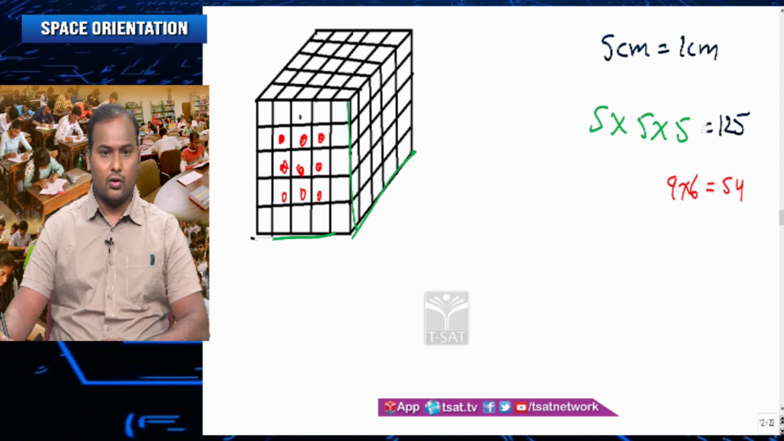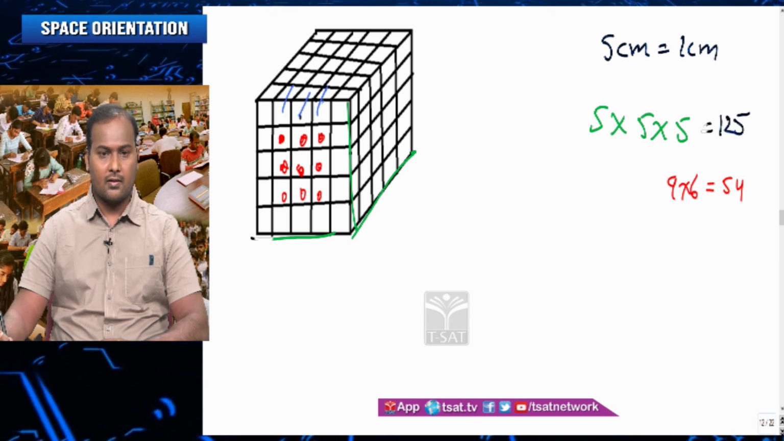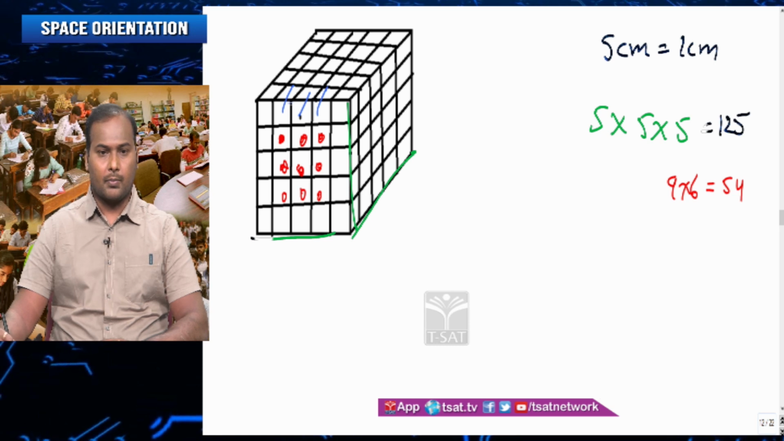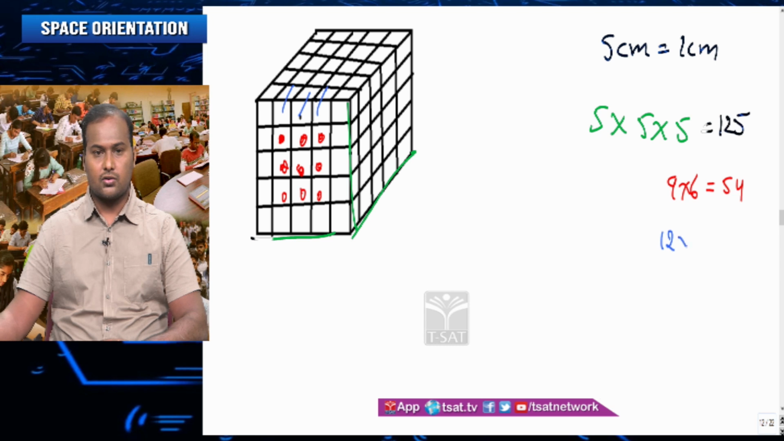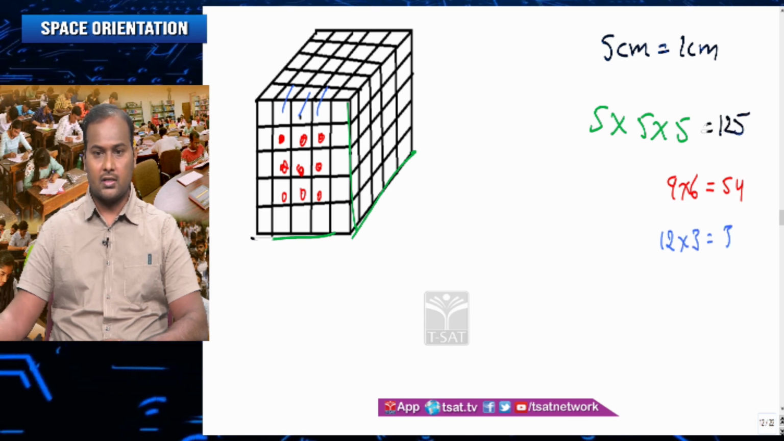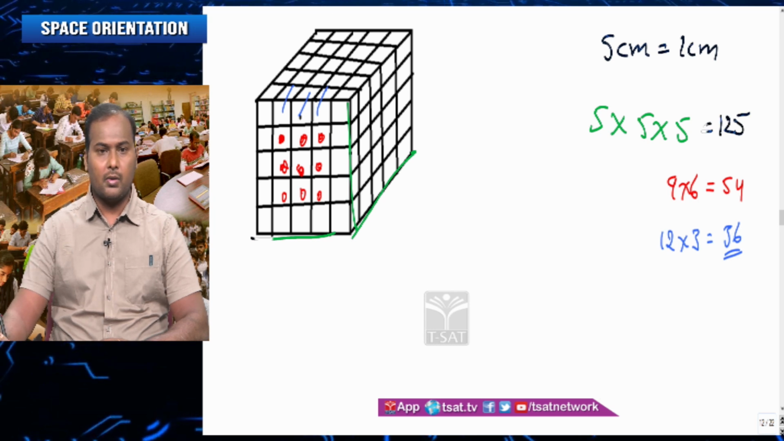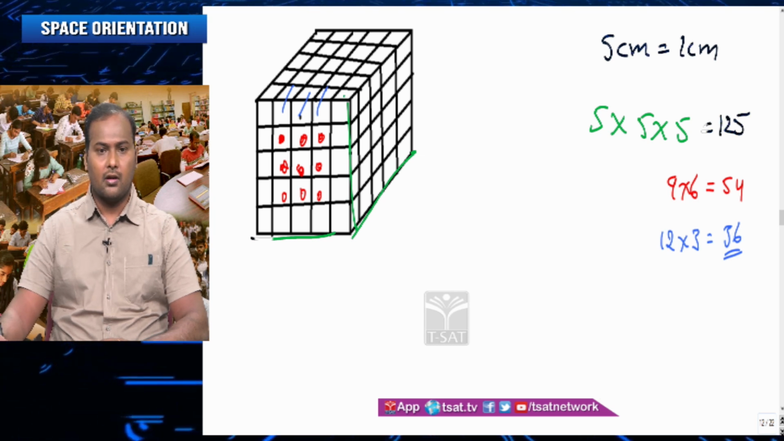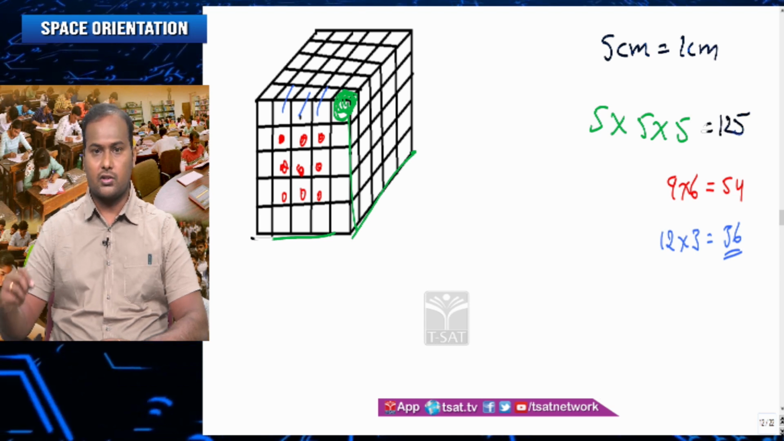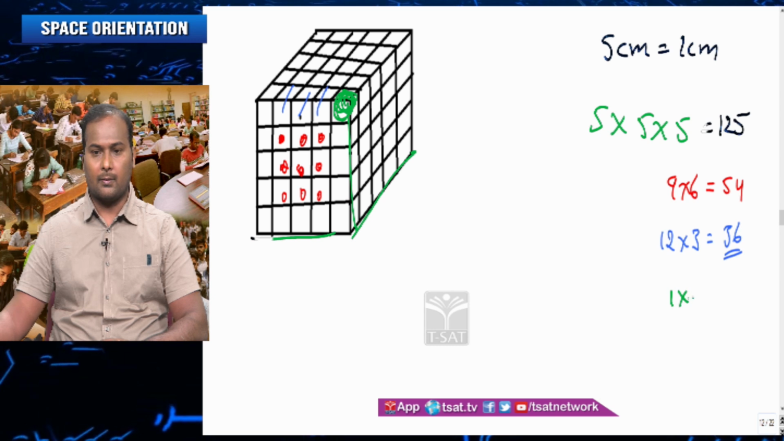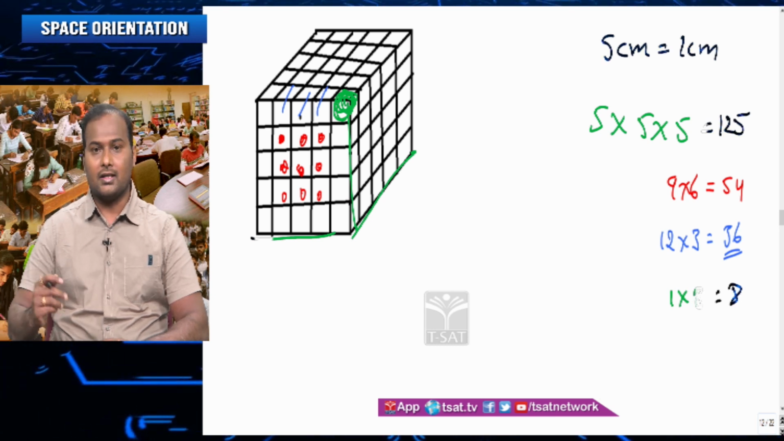In the same way, two side paint is always possible on the edges. How many per edge? 3 cubes per edge. Total how many edges? 12 edges. So 12 into 3, that is 36 cubes will have two side paint. And how many small cubes will have three side paint? We know that three side paint is always possible at the corner, and each corner is 1. So 1 multiplied by 8, total 8 small cubes will have three side paint.